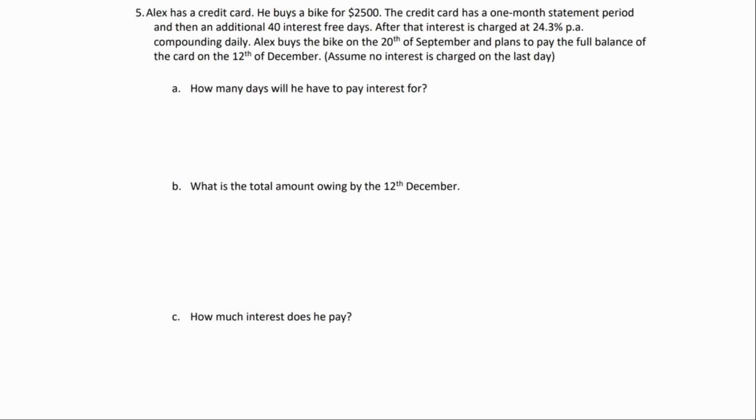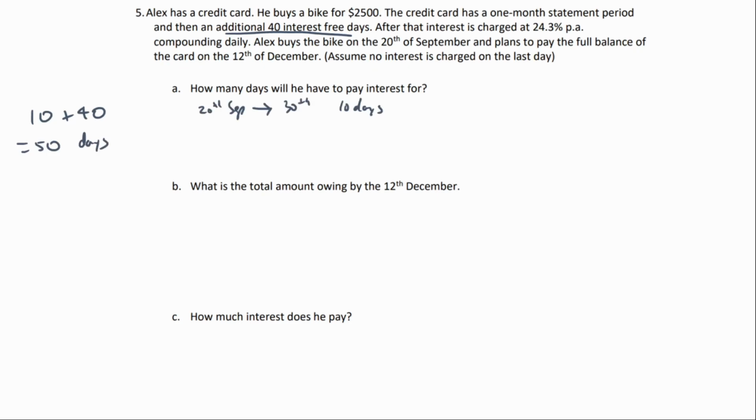Alright, so having a go at this, our first thing we need to do is find out how many days he has to pay interest for. So I'm going to start off by finding the number of interest-free days. So he buys it on the 20th of September. There's 30 days in September. So that means he's got 10 days left of his statement period. And he's also got an additional 40 interest-free days. So that means the total of interest-free days within this time is going to be 50 days.